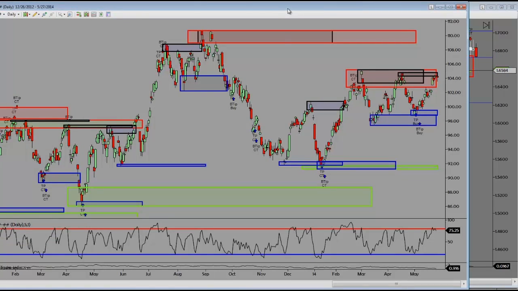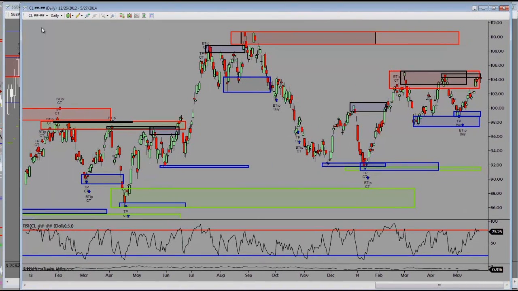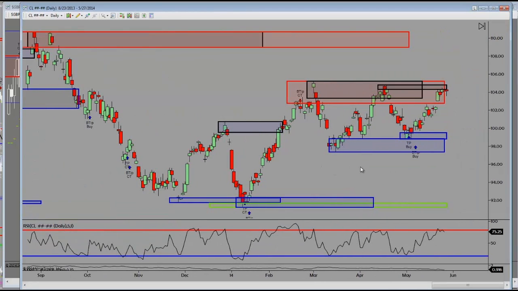Now, real quickly, crude oil. I've got crude oil set. I'm on the continuous contract data, top left. Okay, and again, you see that we've got a massive daily DSR level here at the 104 handle. So we're in a complete sideways trade. Third test right here at the 104s. DSR major in red, DSR minors in black, and basically a triple top.